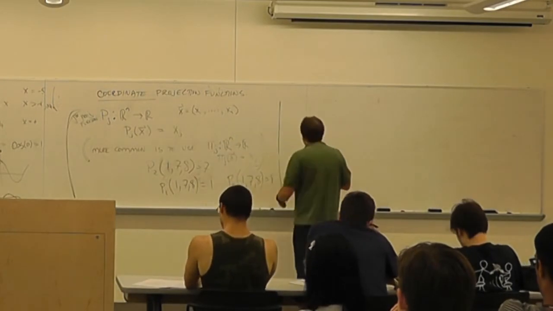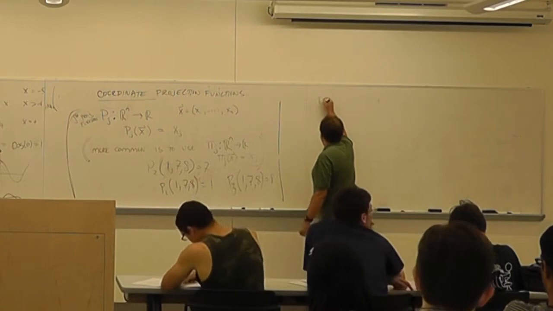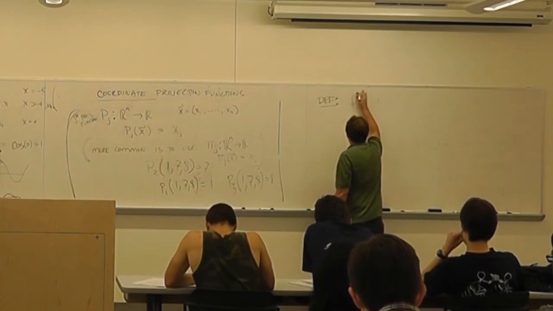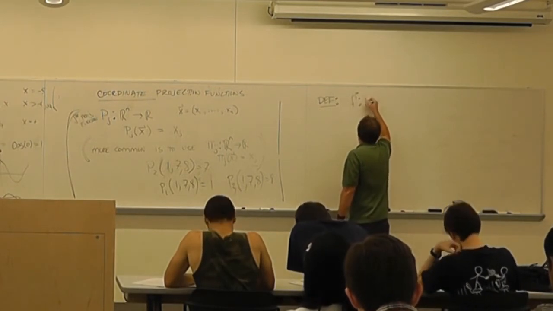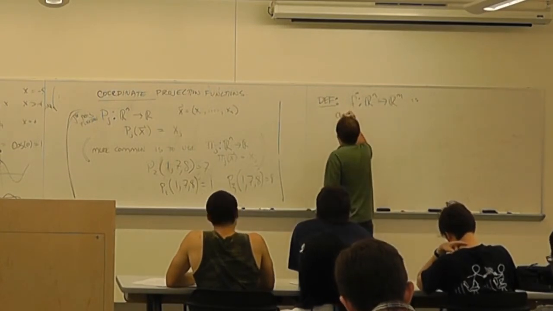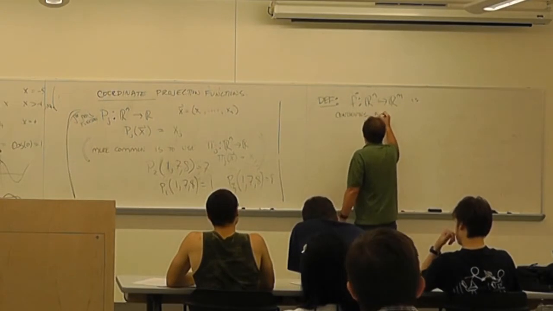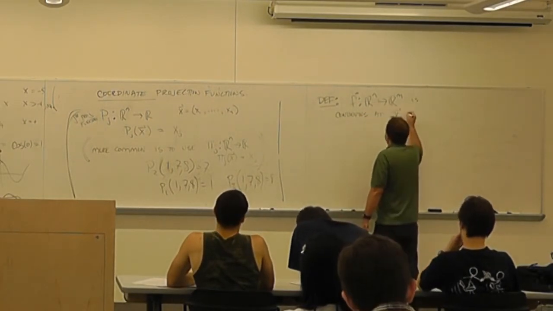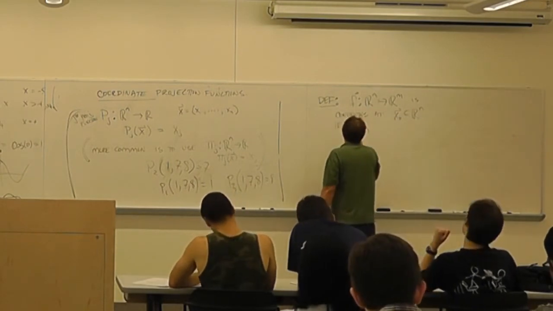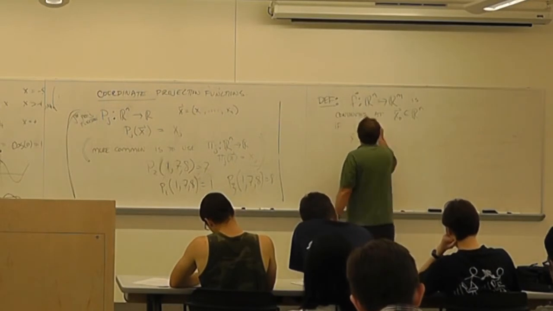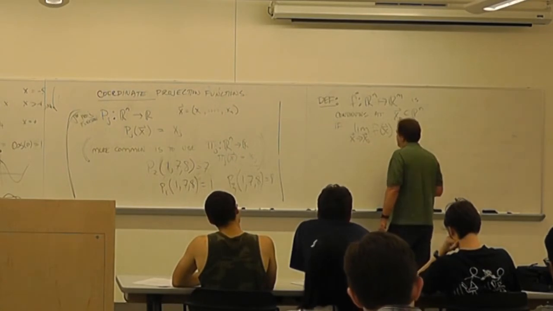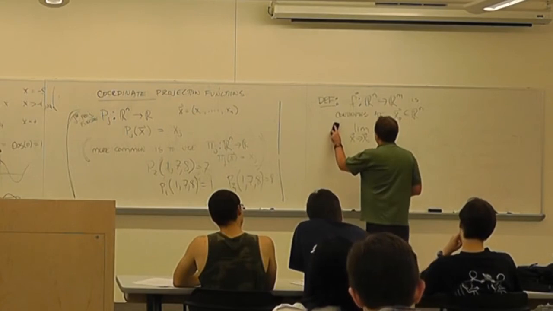I guess I need to define continuity, but now it's easy. Some function f taking R^n to R^m is continuous at some point x0 in R^n if the limit as x goes to x0 of f of x is, oops, sorry, I need something first.